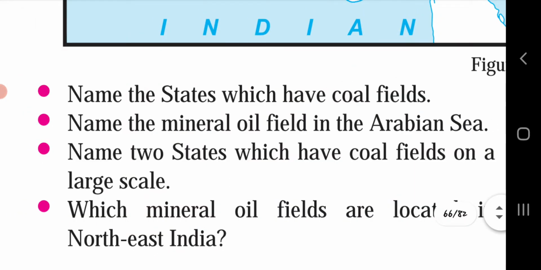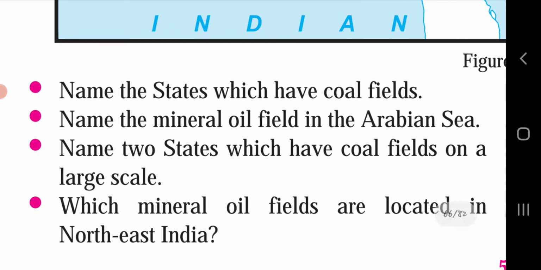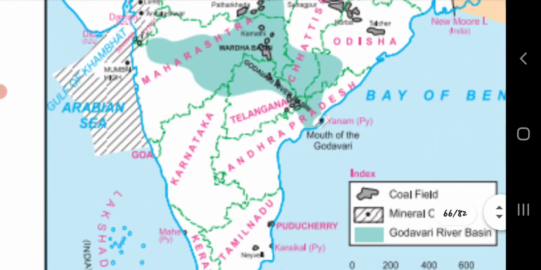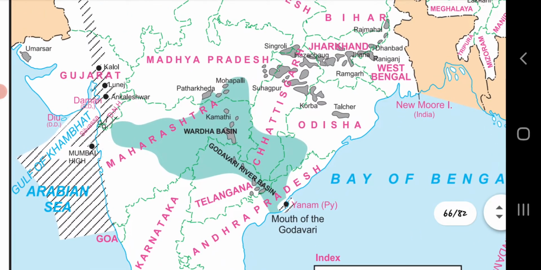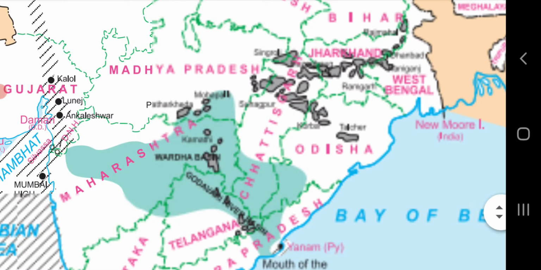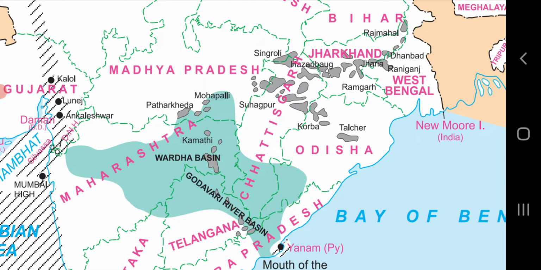Let's see the next question. Name 2 states which have coal fields on a large scale. If you observe, the 2 states are Jharkhand and Chhattisgarh. In Jharkhand, you can see the coal fields are on a large scale, and in Chhattisgarh, they are also on a large scale.